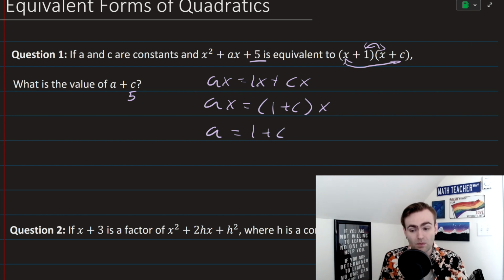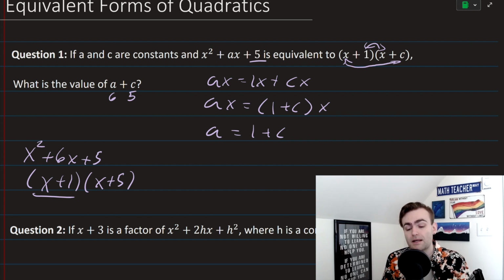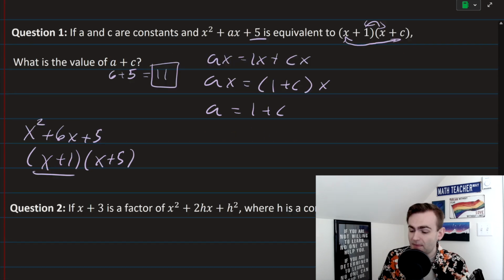So if a is equal to 1 plus c, then a has to be 6, which makes sense because if I have the quadratic x squared plus 6x plus 5, this is the only quadratic that would factor to be x plus 1 times x plus 5. And it's the only one that gets me that x plus 1 specifically. So there we go. As far as the question goes, what is the value of a plus c? Well, 6 plus 5 is 11.